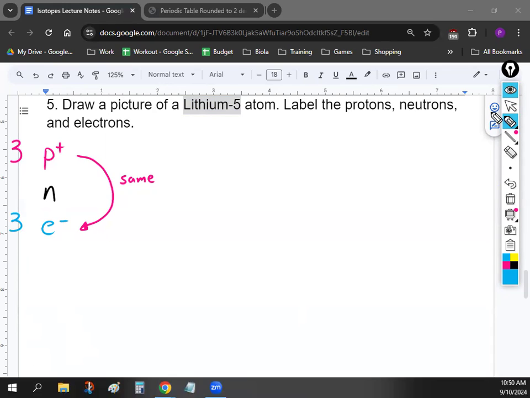All right, and then last but not least, we have to find the neutrons. We don't have any info about it from the periodic table, so we have to use this number right here, the mass number. So we have 5 as our mass number, and if you remember, 5 is protons plus neutrons. So if we want to find neutrons, all we have to do is 5 minus 3, the protons, and that's going to give us 2 neutrons. Okay, an easy way to check your answer is to add the protons and neutrons, and they should add up to your mass number, which is 5.